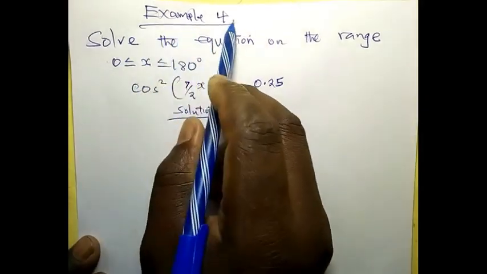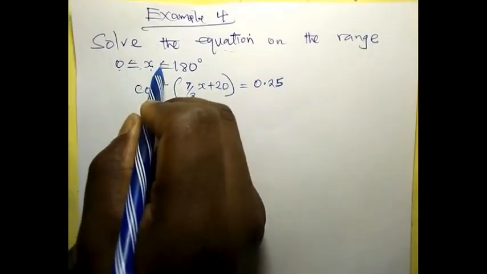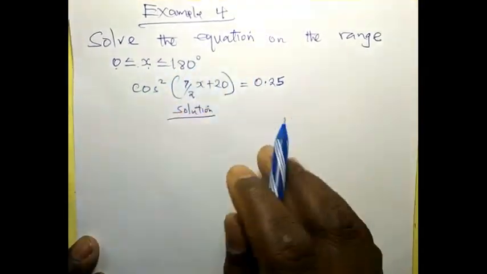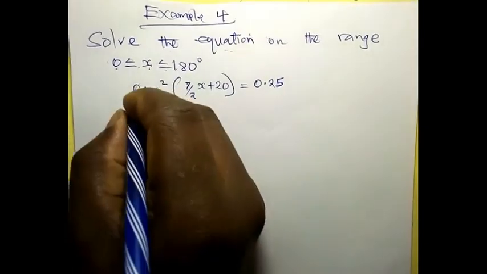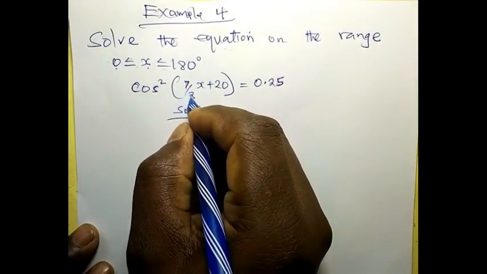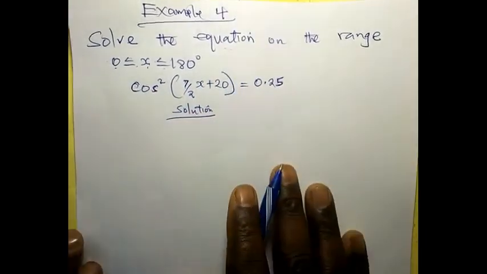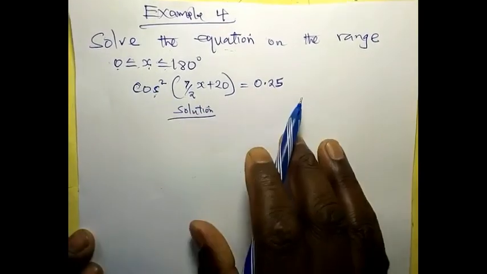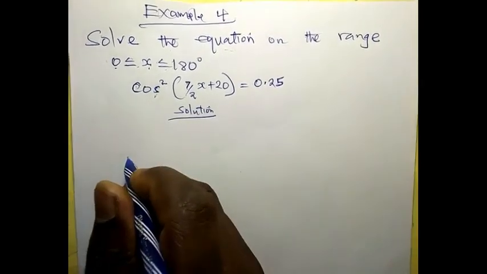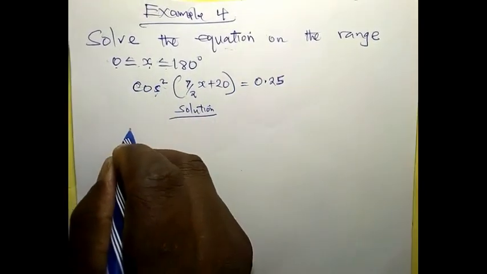For example 4, solve the equation on the range 0 less than x less than or equal to 180. That's our range. So we want to solve this question: cos squared of (7/2 x + 20) equals 0.25. So when you have a cos which is squared, you need to find the square root of both sides.